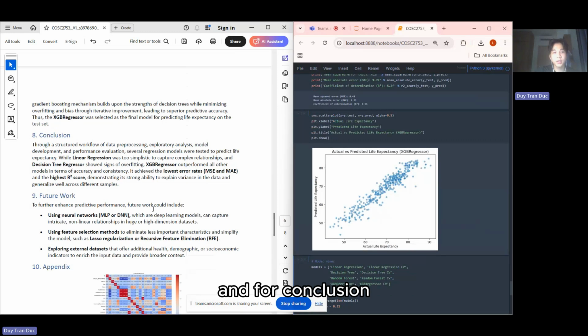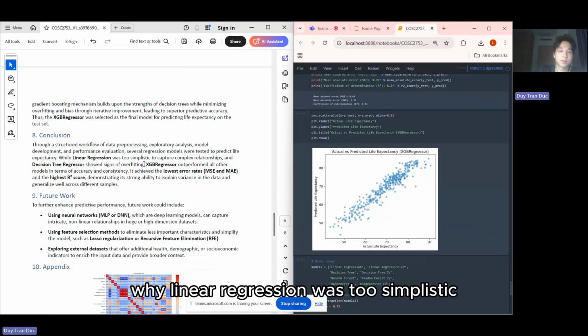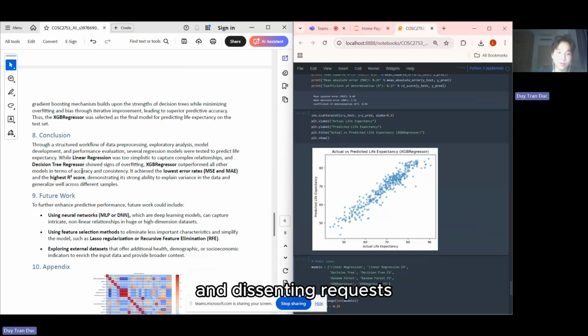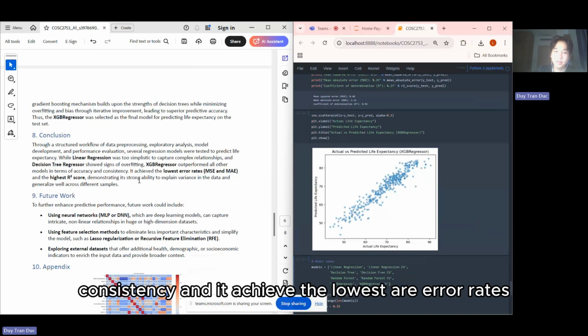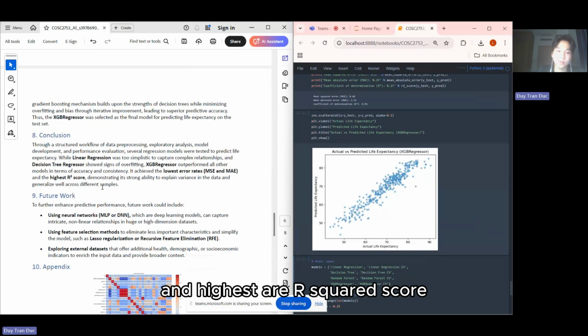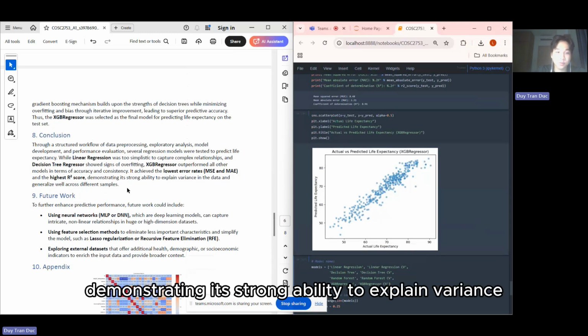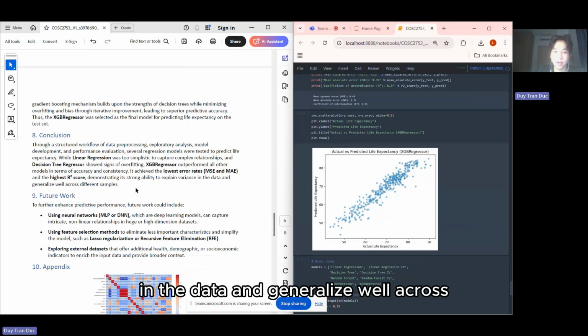And for the conclusion, while linear regression was too simplistic to capture complex relationships, and decision tree regressors showed signs of overfitting, the XGB regressor outperformed all other models in terms of accuracy and consistency, and it achieved the lowest error rates and highest R-square score, demonstrating its strong ability to explain variance in the data and generalize well across different samples.